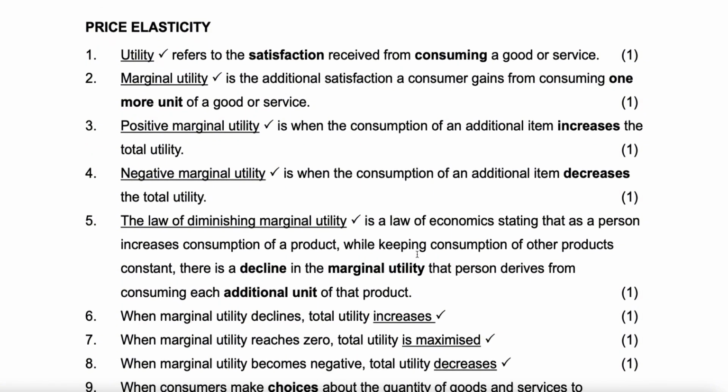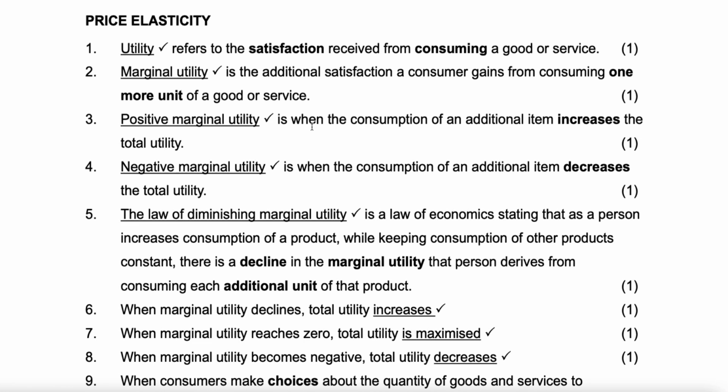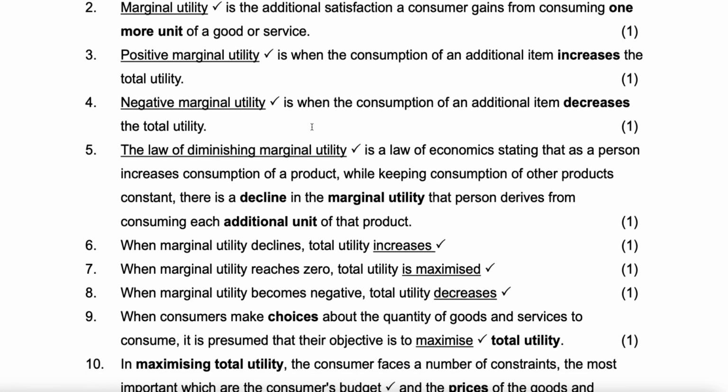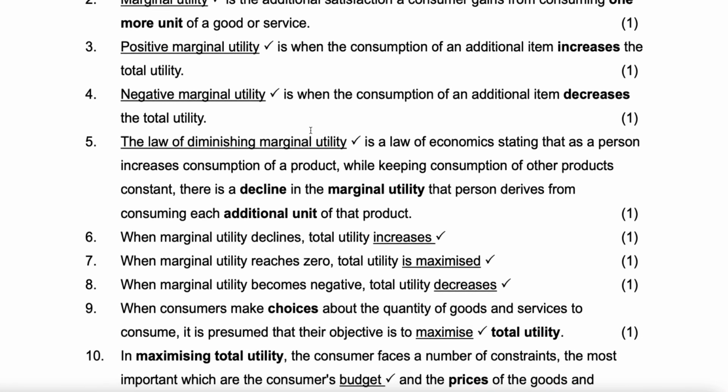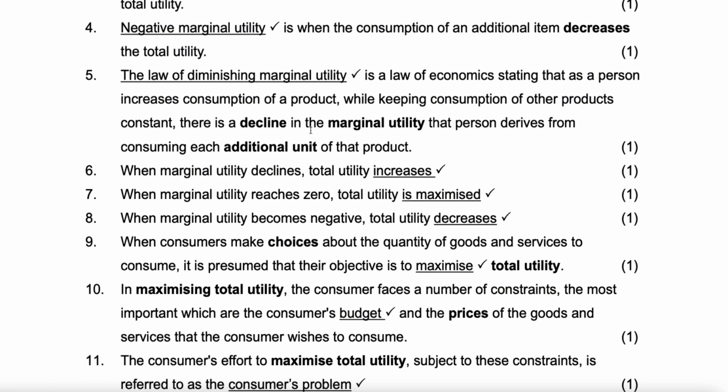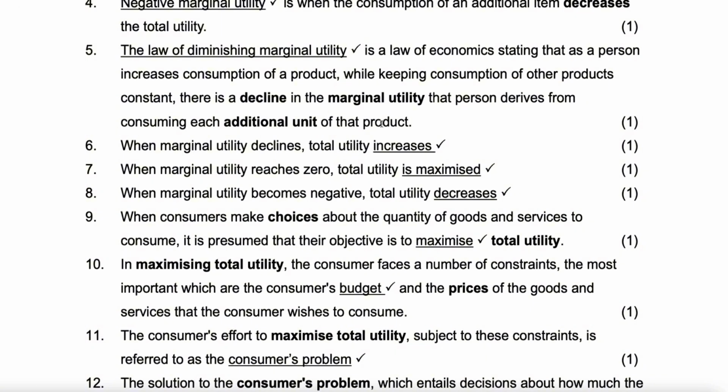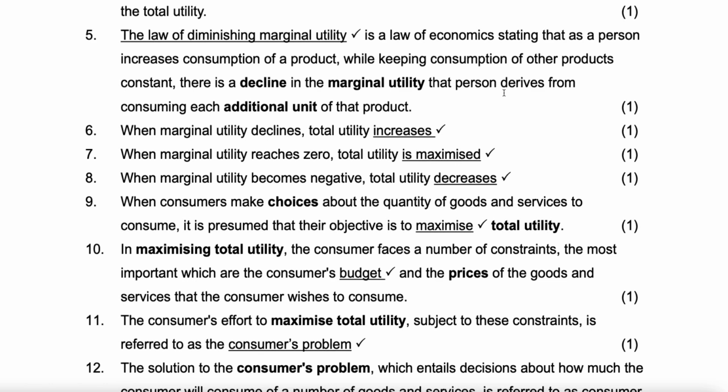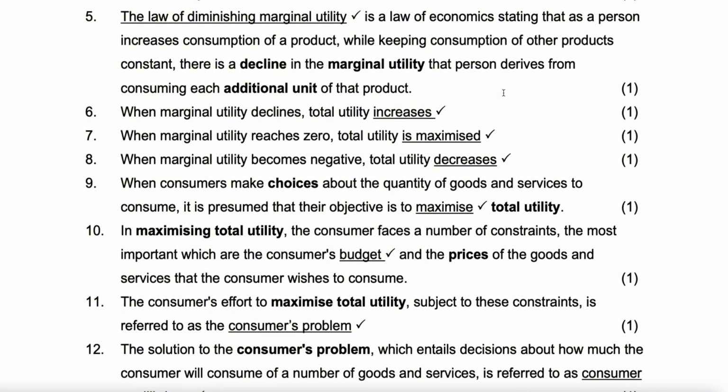We said yes, unitary. Utility refers to the satisfaction. Then marginal utility is the additional satisfaction. Positive marginal utility is when consumption of an additional item increases the total utility. Negative marginal utility is when the consumption of an additional item decreases the total utility. Then the law of diminishing marginal utility is the law of economics stating that as a person increases consumption of a product while keeping others constant, then what happens? Yes, just continue there.